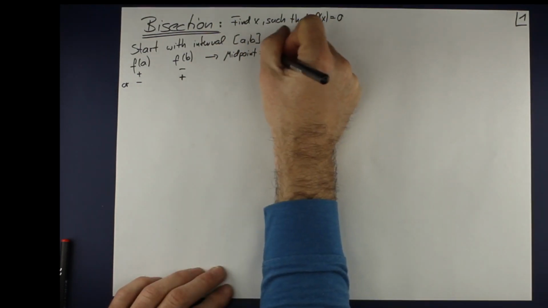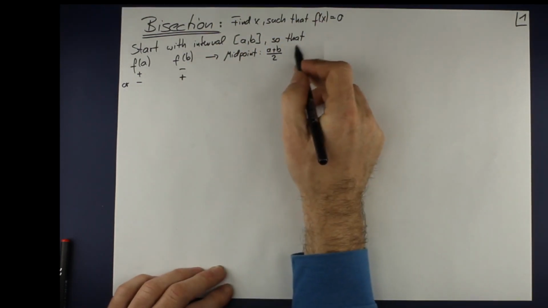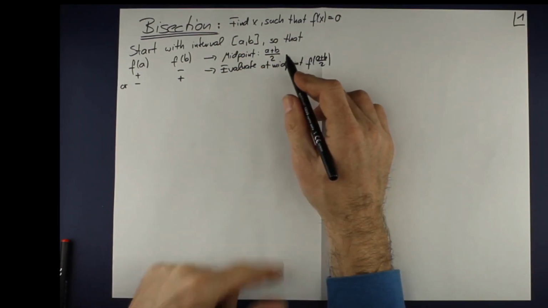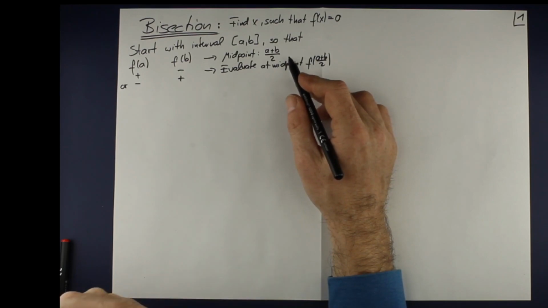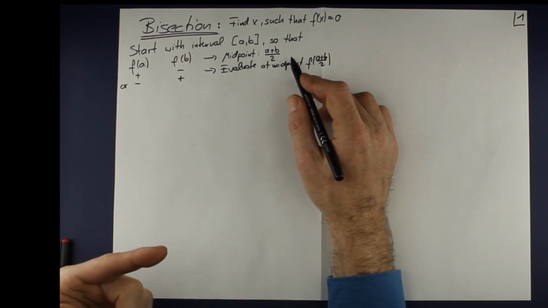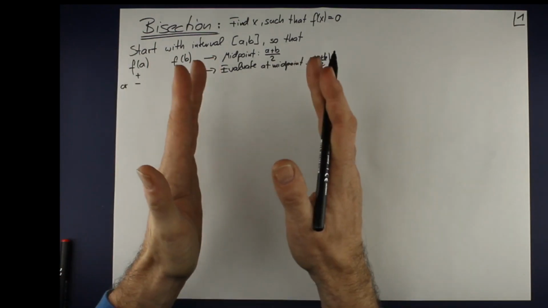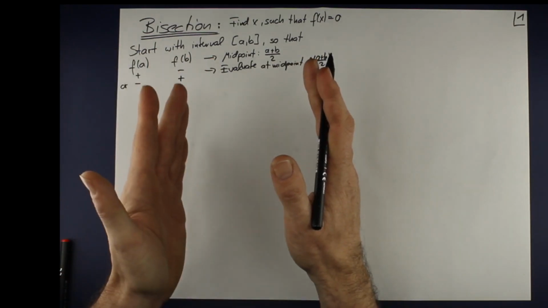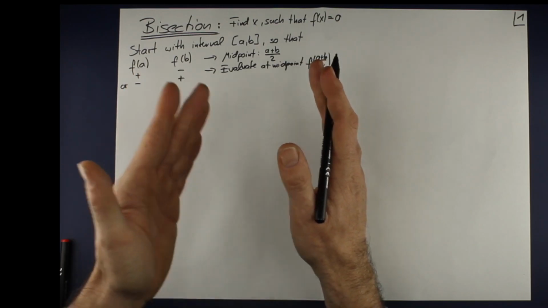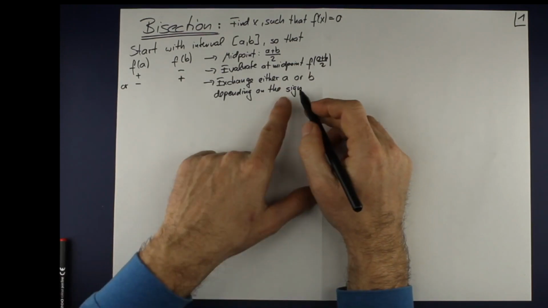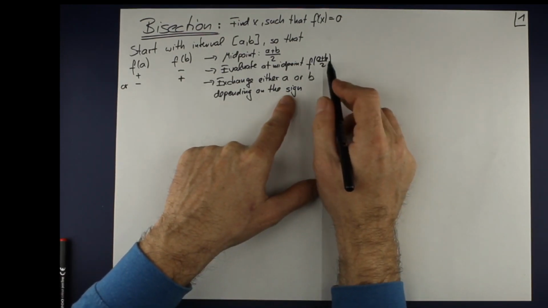Take the midpoint. This is (a plus b) halved. Evaluate the function at that midpoint, and then we can exchange either a or b, and thus we get an interval which is only half the length the interval has been before, depending on the sign of this value.